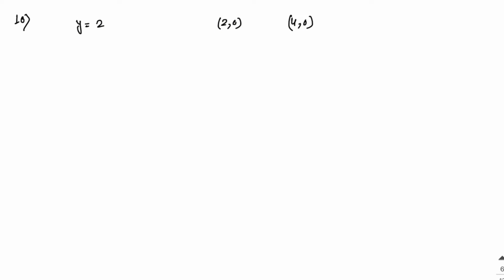So hello everyone, now in this video I'm going to start from sum number 10. For the previous one, please check the description box, the link will be there. Here, find the equation of the circle which has its center on the line y equal to 2 and which passes through the points 2, 0 and 4, 0.